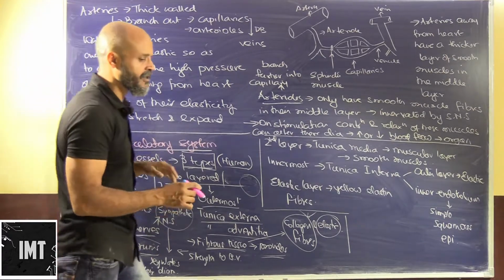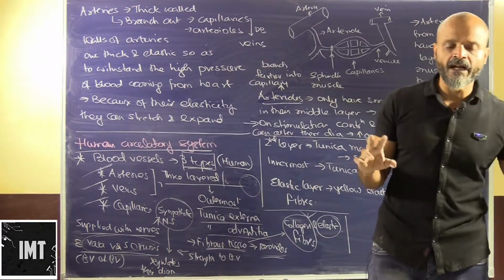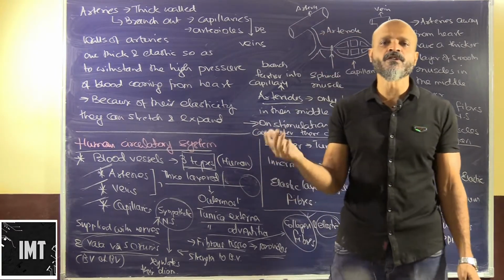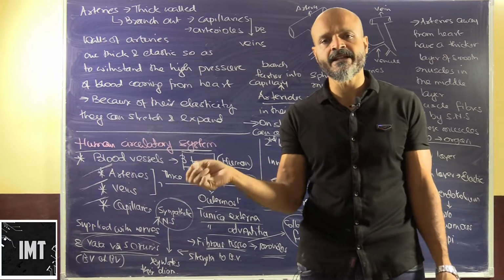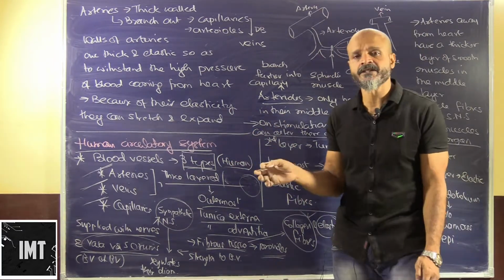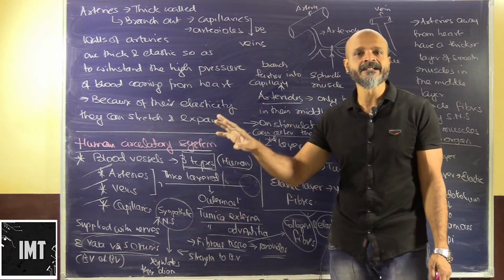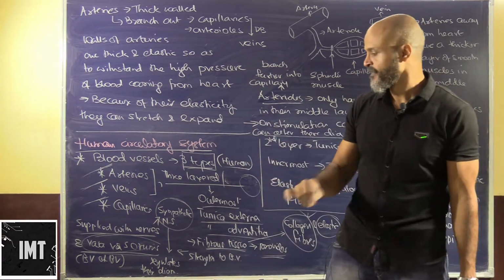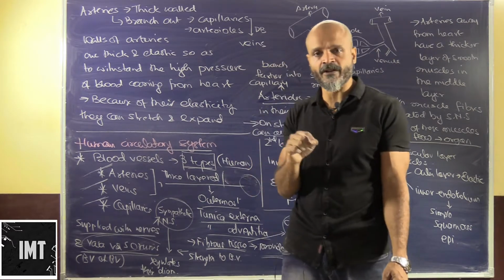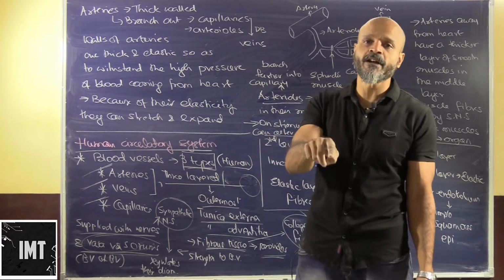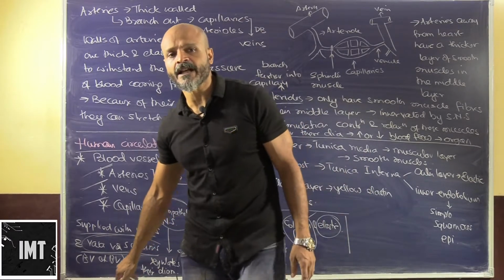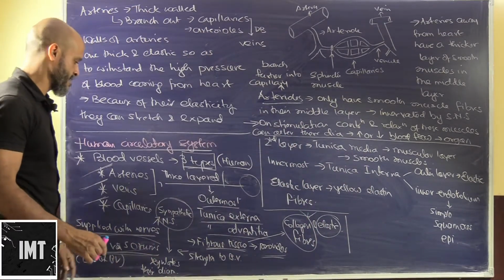Now what are vasa vasorum? Blood vessels are carrying blood to different organs. Why? Because all organs, tissues or cells need a certain amount of energy and oxygen, so blood vessels supply these things to these cells, tissues and organs. But at the same time, blood vessels will have a requirement of their own. So who will supply blood to blood vessels? This is called vasa vasorum. These vasa vasorum are actually supplying blood to blood vessels.